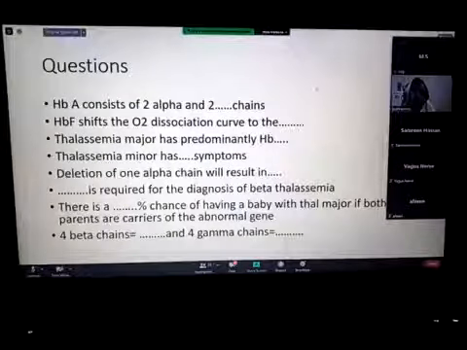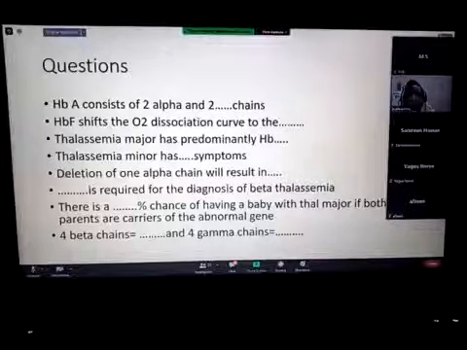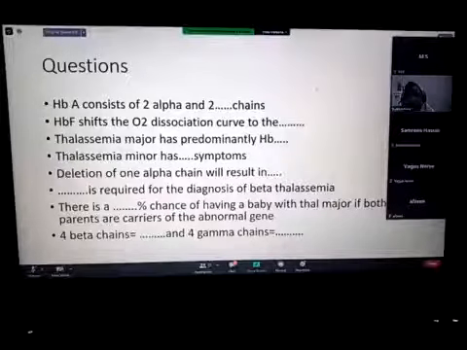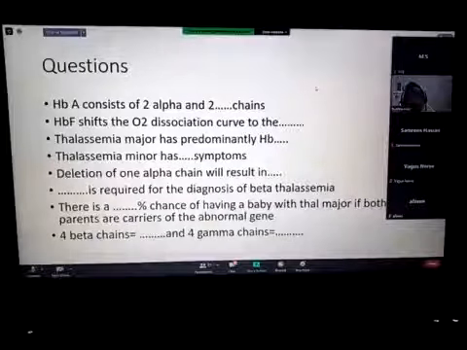So again, now we come to the questions. The questions are: hemoglobin A consists of 2 alpha and 2 beta chains. Hemoglobin F shifts the oxygen dissociation curve to the left. Thalassemia major has predominantly hemoglobin F. Thalassemia minor has no symptoms. Deletion of one alpha chain will result in silent carrier. Hemoglobin electrophoresis is required for the diagnosis of beta thalassemia.